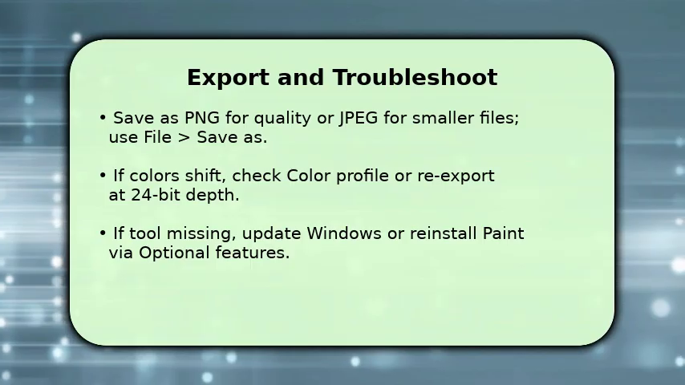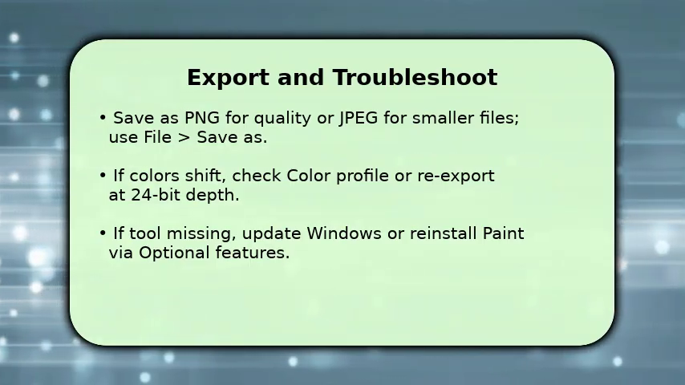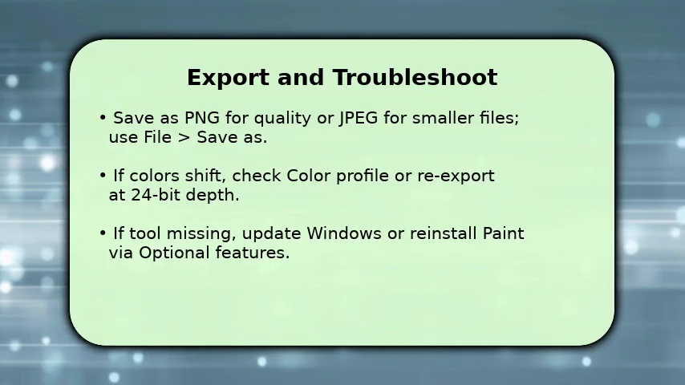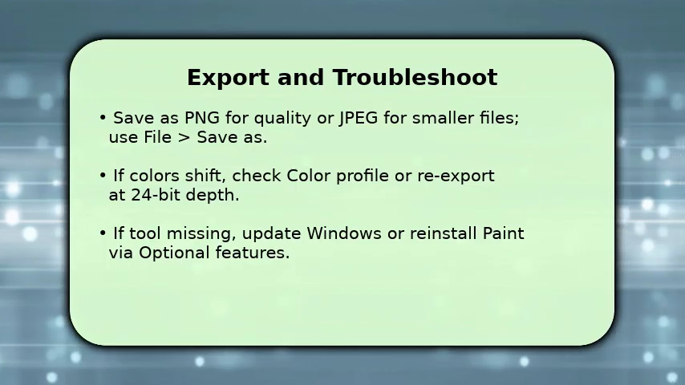If a tool is missing or the app crashes, go to Settings, App's optional features to repair or reinstall Paint or check Windows Update. These final steps secure your output and give one clear fix if something goes wrong.